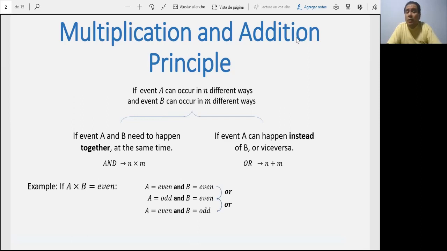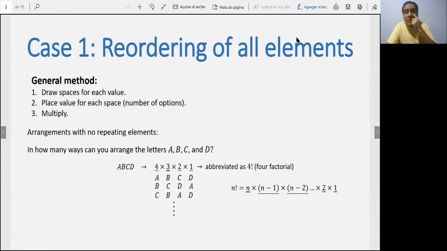If they are supposed to happen together, you should multiply the number of ways in which the two events happen. But if you just need to figure out how they can happen alternatively, then you just need to sum the number of different ways for each event. Okay, so let's see several cases that are commonplace in the GMAT.